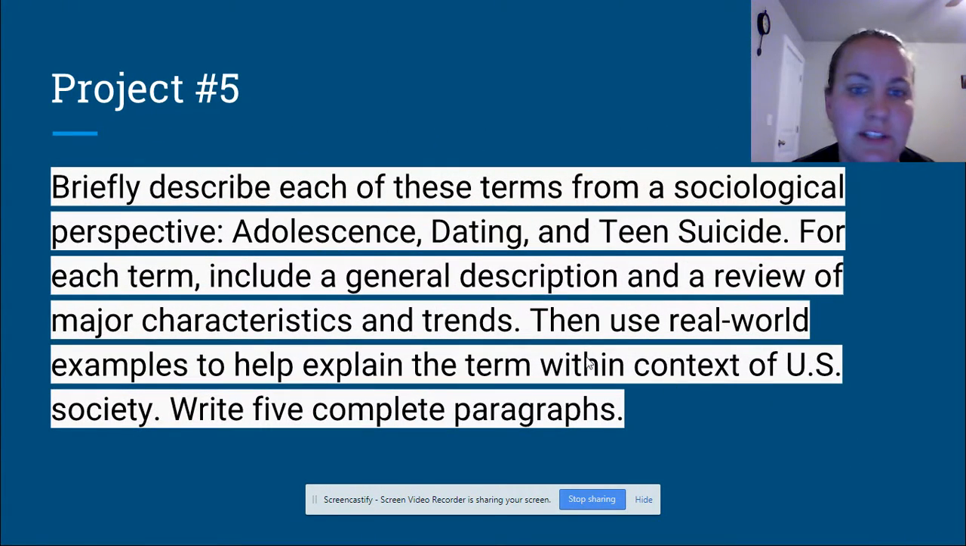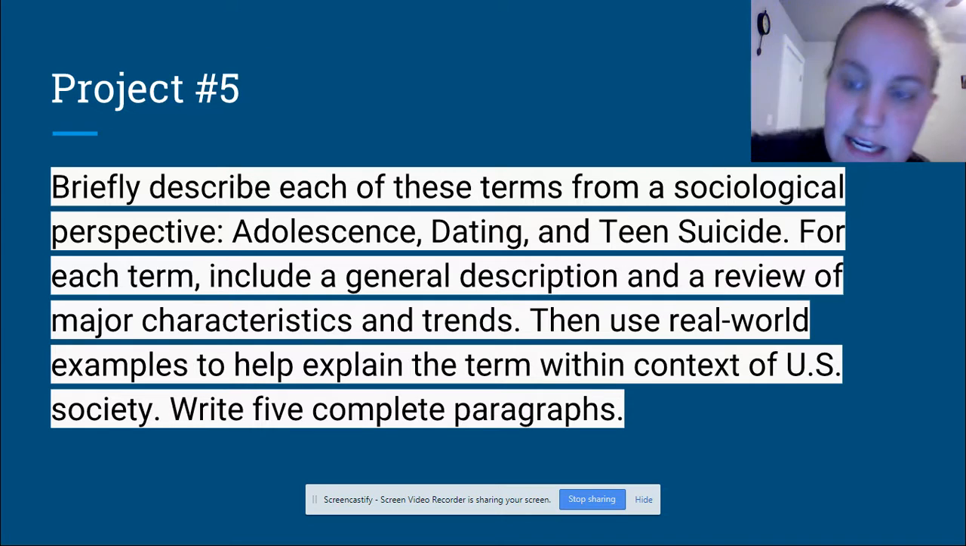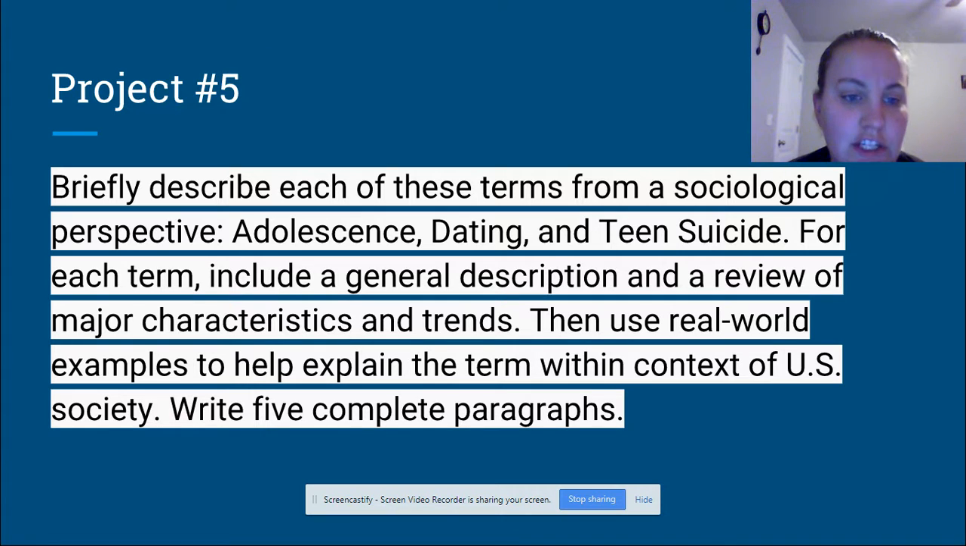All right, let's roll into your project 5. Here is what you have to do. Briefly describe each of these terms from a sociological perspective: adolescence, dating, and teen suicide. For each term, include a general description and a review of major characteristics and trends. Then use real-world examples to help explain the term within context of U.S. society. Write 5 complete paragraphs. So another 5-paragraph essay, this time on different issues affecting young people today.